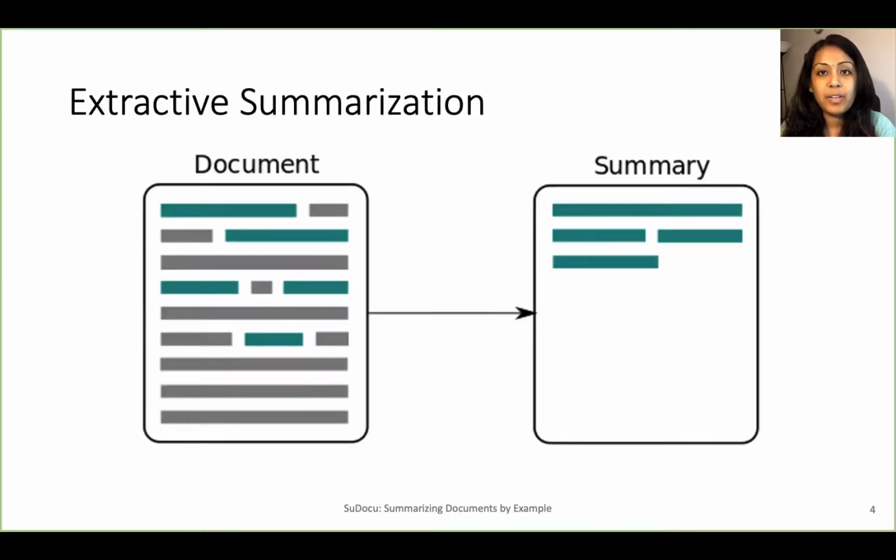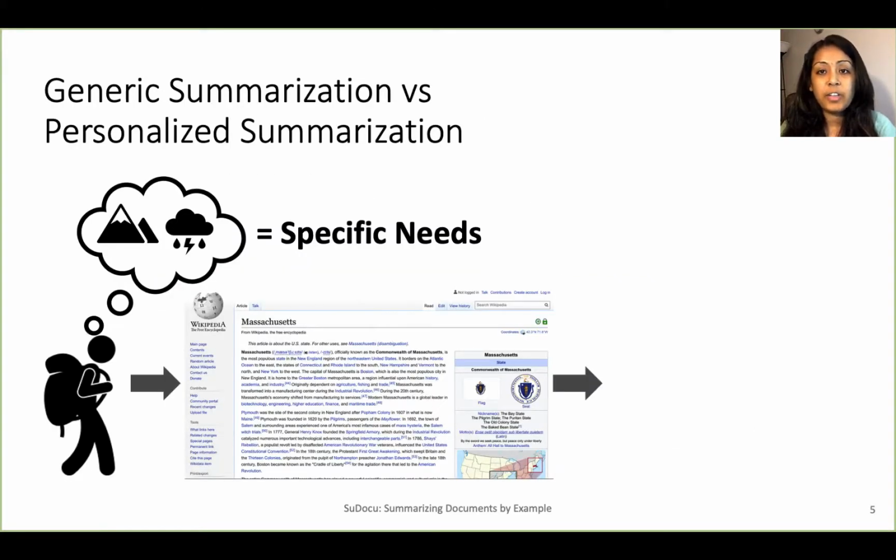For automatic summarization, the best option is extractive summarization, where a subset of sentences from the original document are extracted and presented as the summary. Existing text summarization tools mostly focus on generic summarization, but users often require personalized summarization that targets their specific preferences.